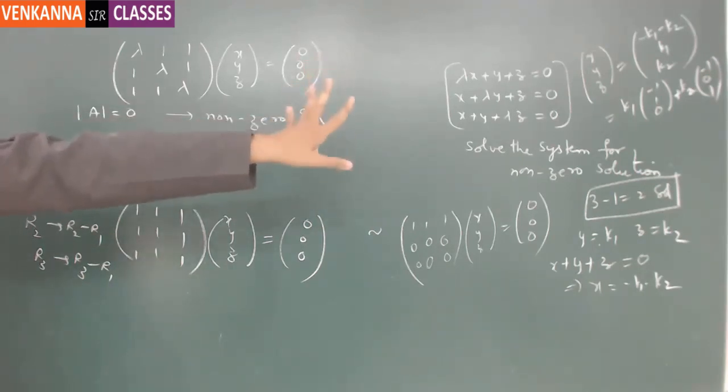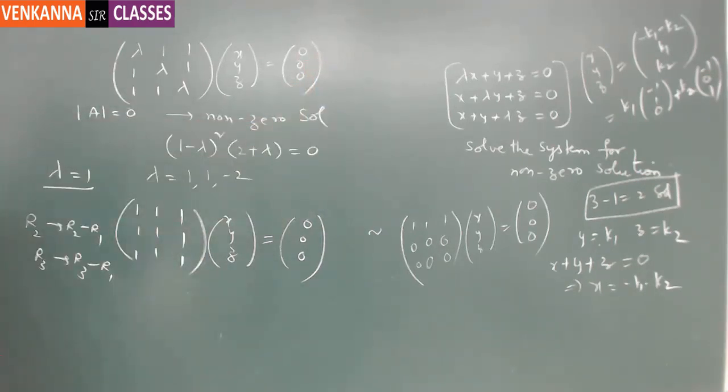Let me take k1 and k2 as 1 and 1. Then what will be the solution? Combining the two vectors, you will have a non-zero solution. Non-zero solution means that apart from taking 0, 0, 0 for x, you can take some non-zero numbers so that the solution will exist.